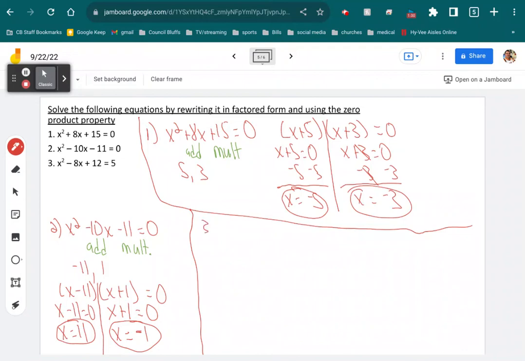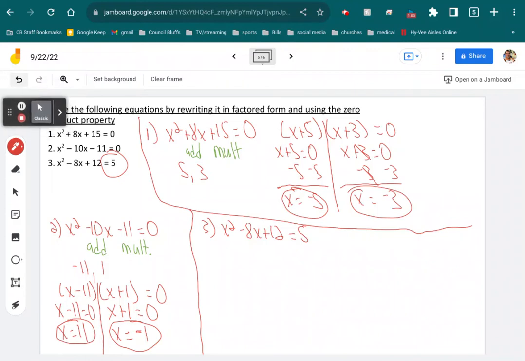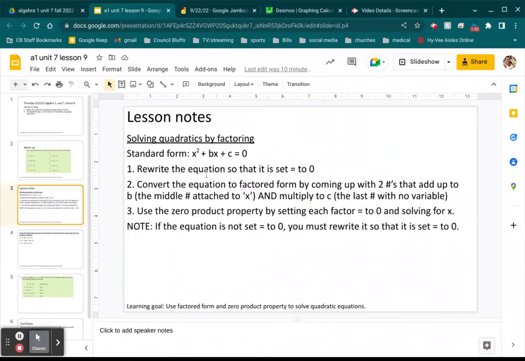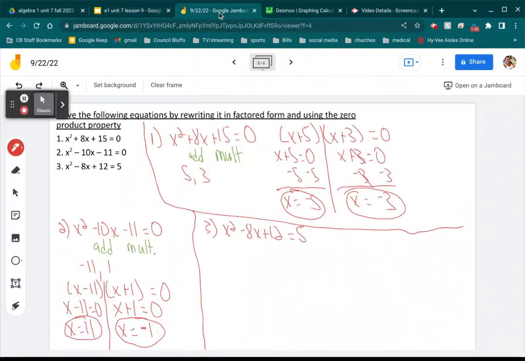Let's take a look at number 3. So x squared minus 8x plus 12 equals 5. Okay. Notice this equation here is not set equal to 0. It's set equal to 5. And the only way any of this works is if it's set equal to 0. So just like it said in the lesson notes, if the equation is not set equal to 0, you must rewrite it so that it is set equal to 0.